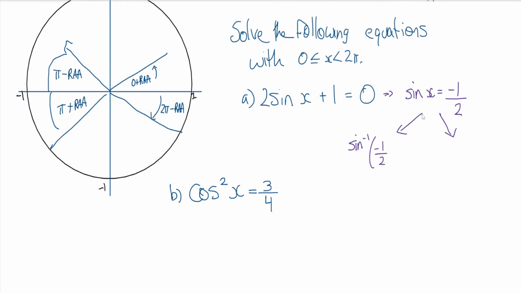Did you do this in your calculator? Okay, and what did you get? -π/6? Ah, okay. So, did you put your calculator in radians and ask for it in radians? Okay, awesome. I love it. That's smart. Okay, so can you tell me what this is in degrees, right?